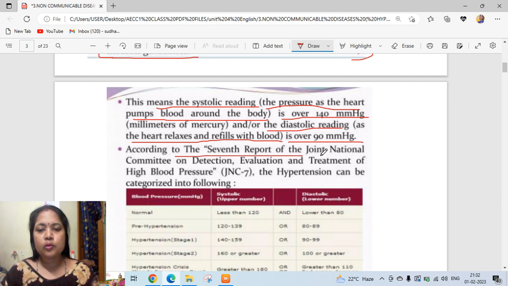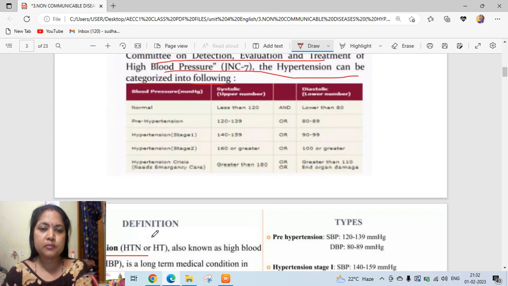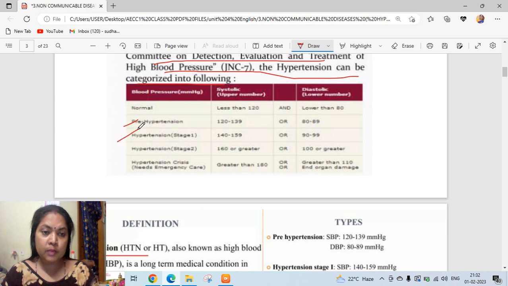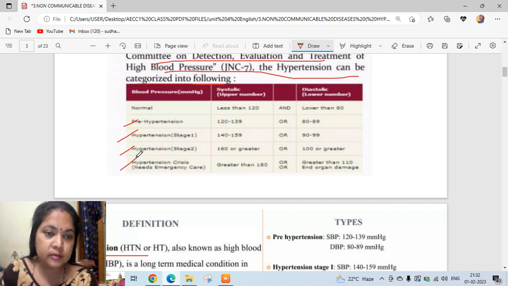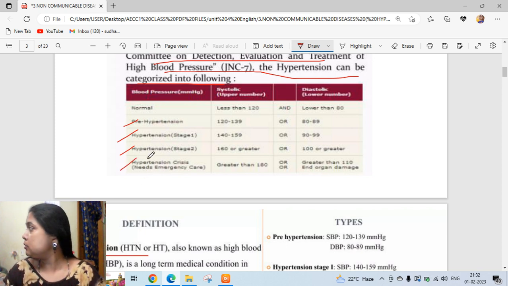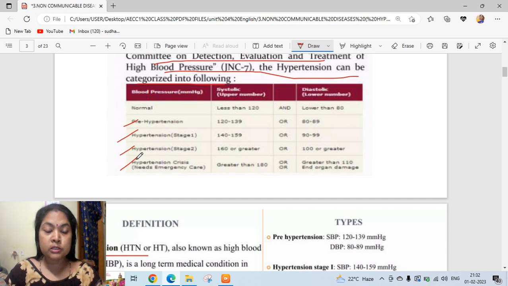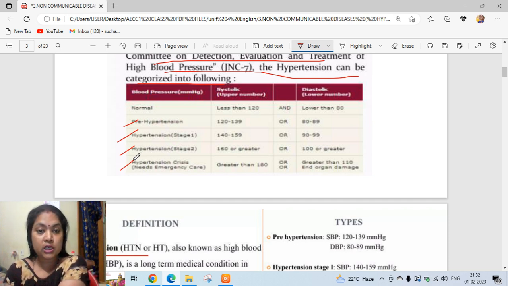According to the 7th report of the Joint National Committee on Detection, Evaluation and Treatment of High Blood Pressure, hypertension can be categorized into different types. One is normal, then pre-hypertension, hypertension stage 1, hypertension stage 2, then hypertension crisis. When it reaches hypertension crisis, you need emergency care.